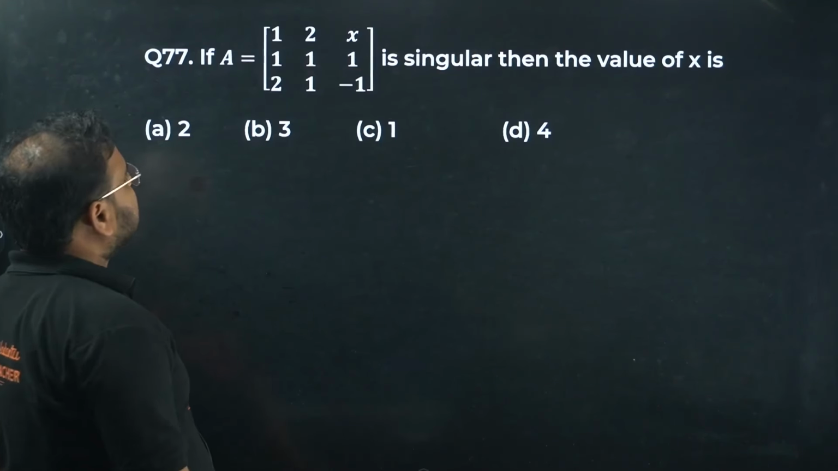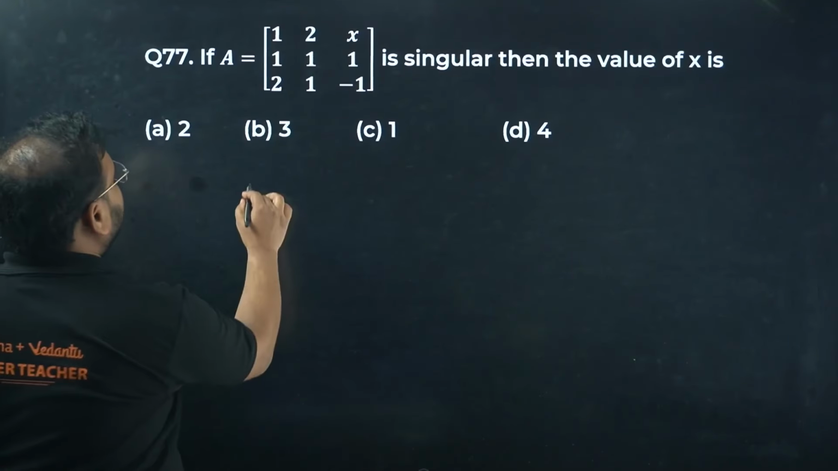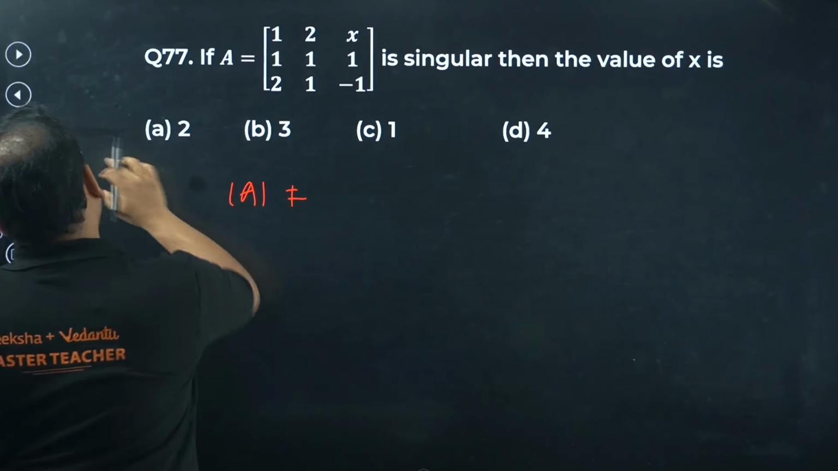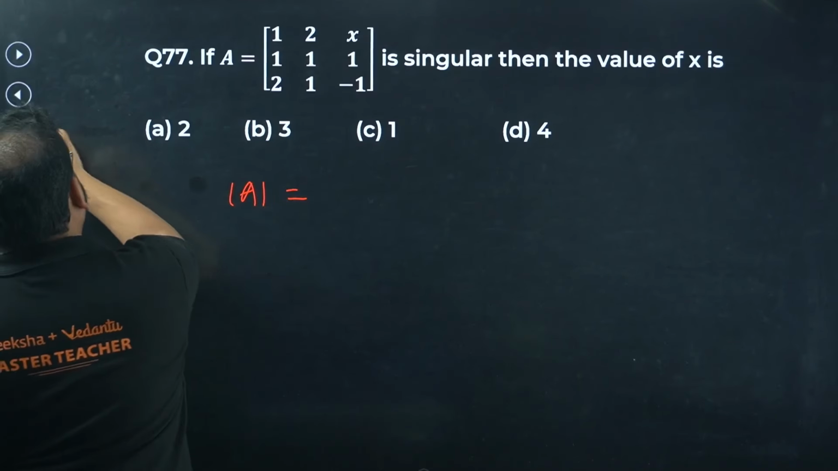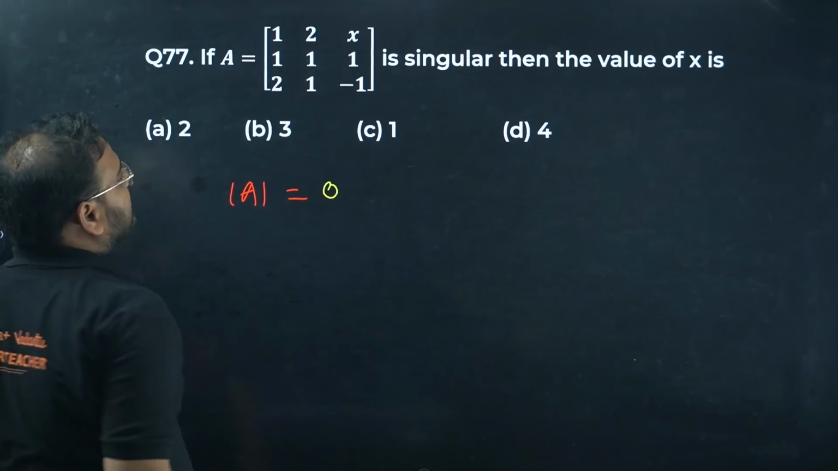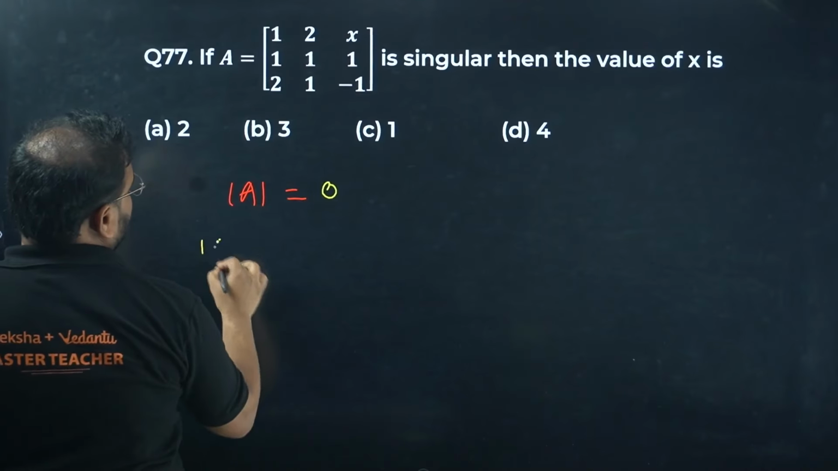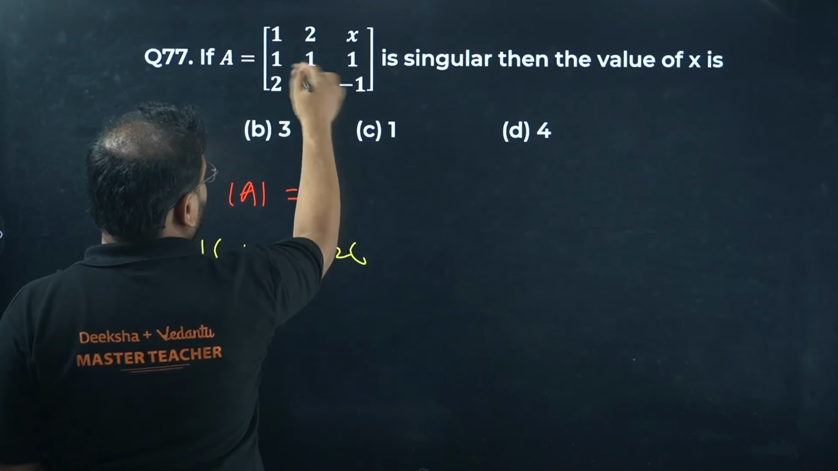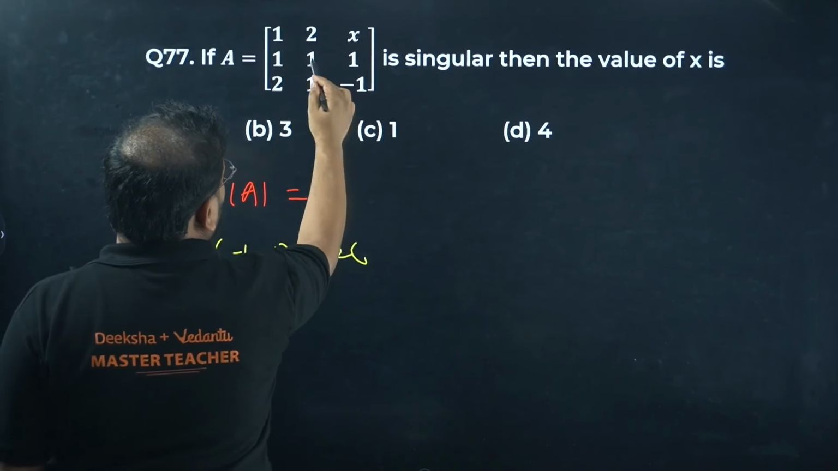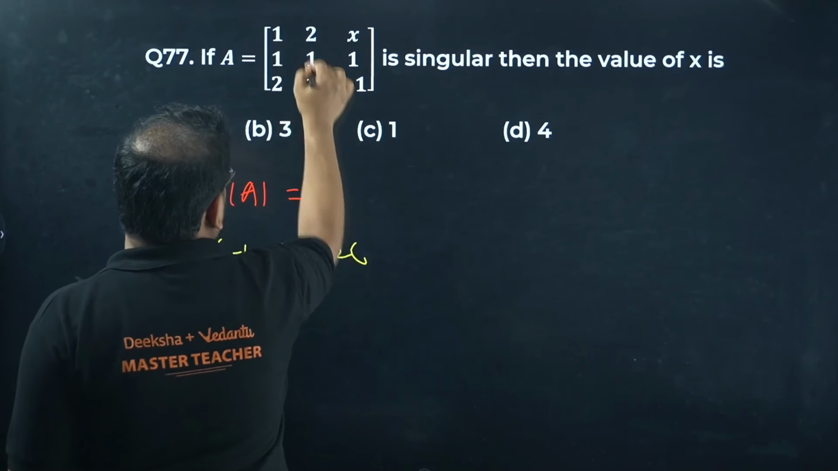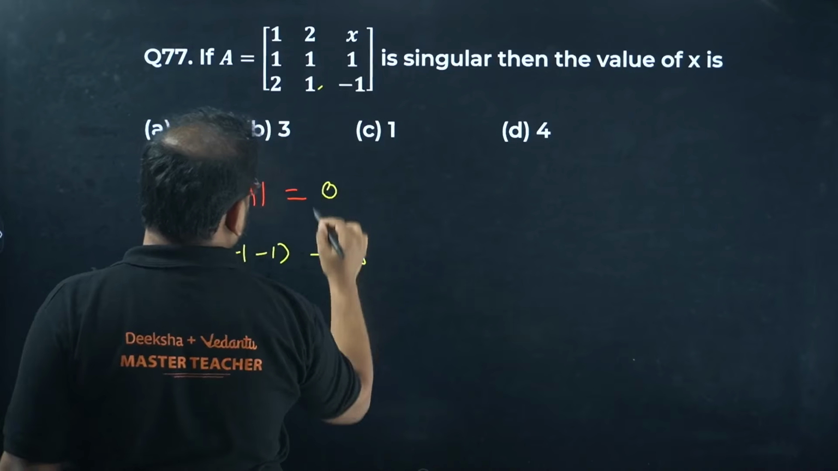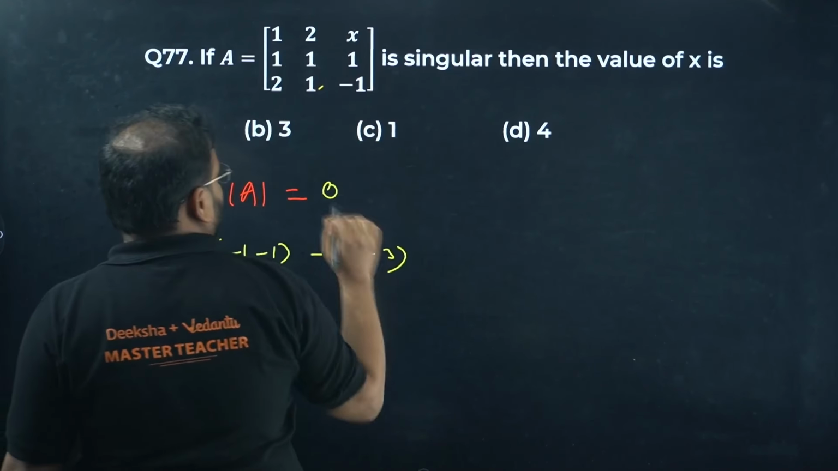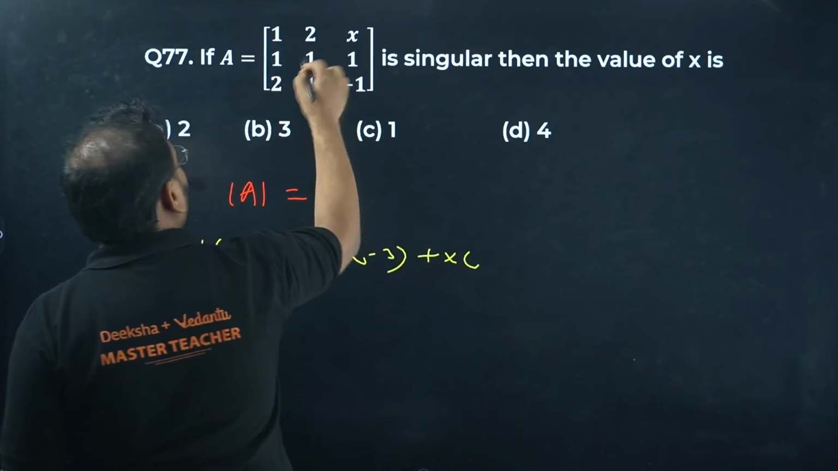77. It's a singular matrix. Singular means determinant of A is equal to 0. Okay, so start like this. 1 times of -1 and -1. Minus 2 times of 1 times of -1 and -1. Minus 2 times of -1 and -2. That's -3 actually. -1, -2, and we have plus x times of 1 and -2.